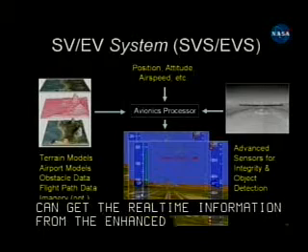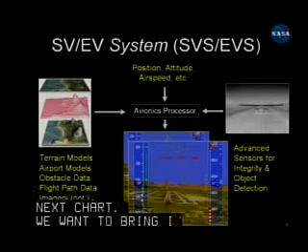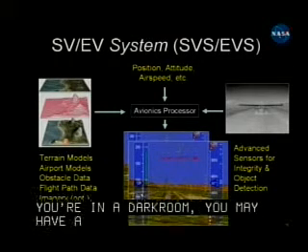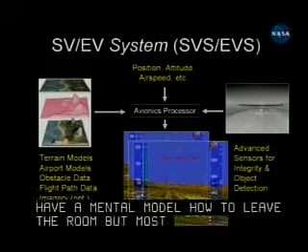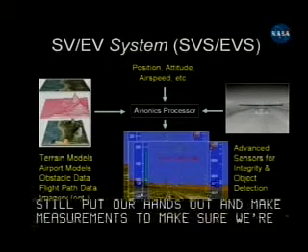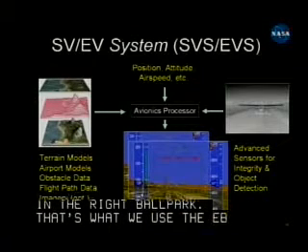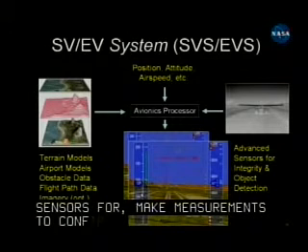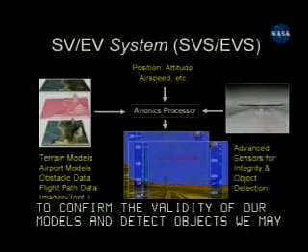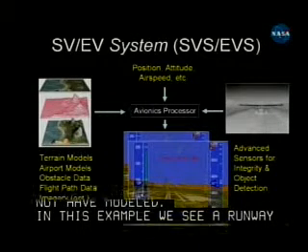Again, what we want to do is to bring in some sensor measurements. It's almost like if you're in a dark room, you may have a mental model of how to leave the room, right? But most of us would still put our hands out and make some measurements, right, to make sure that we're kind of in the right ballpark. So that's what we use the EV sensors for. We make some measurements to confirm the validity of our models, and also to detect objects that we may not have modeled. And in this example, we show a runway incursion detection. Traffic is detected using a sensor. We alert the pilot on an overlay. Next chart.